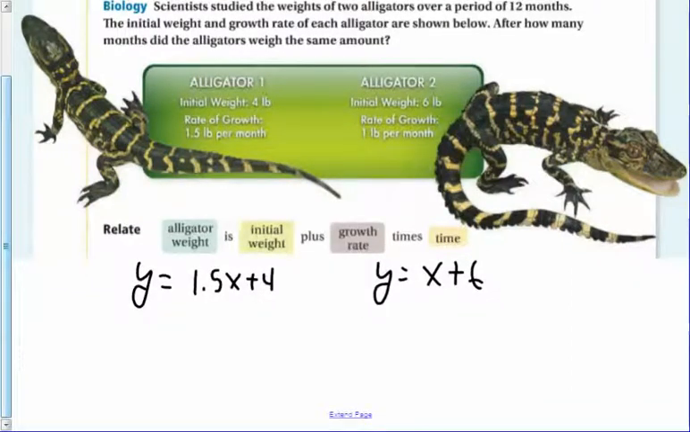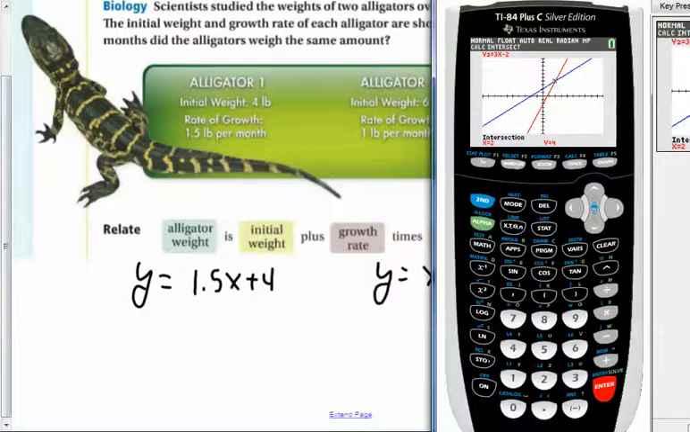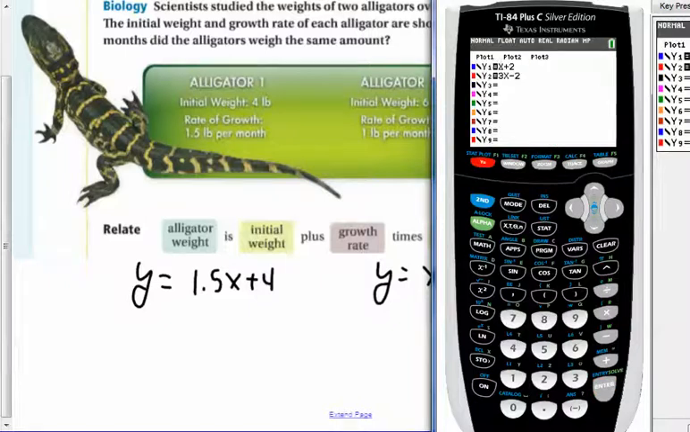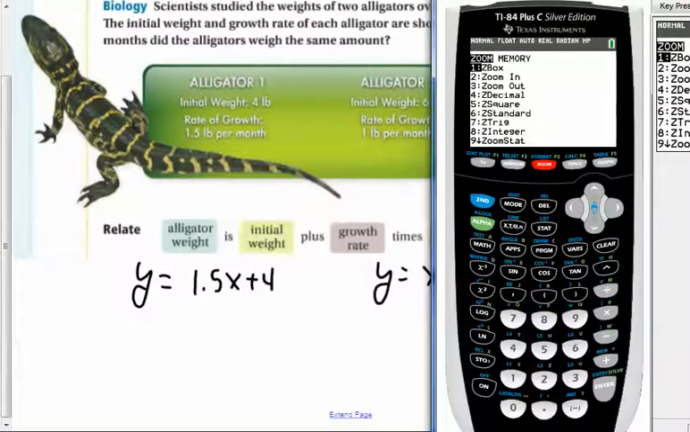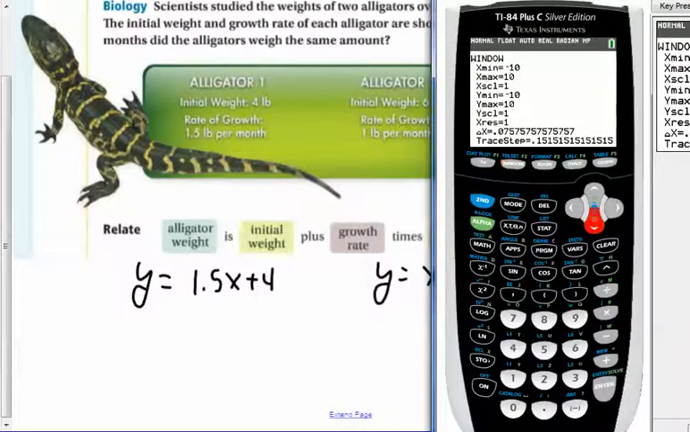To figure out after how many months the alligators weigh the same, I could graph these. I'm going to put in y equals 1.5x plus 4, and x plus 6, and hit graph. There's the blue one, the first alligator, and here comes the second one. I can't really see the intersection too well, so I'm going to zoom out and make my window a little bigger. I'll explain all this in class. If you can't understand what I'm doing, just watch and fill it in.